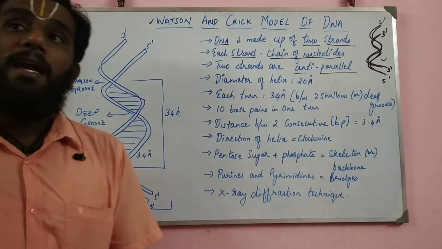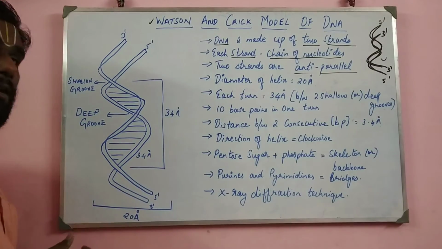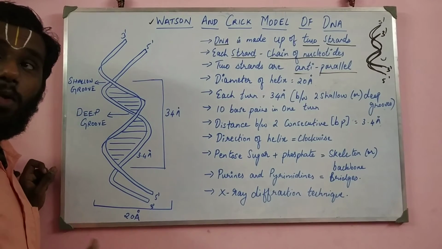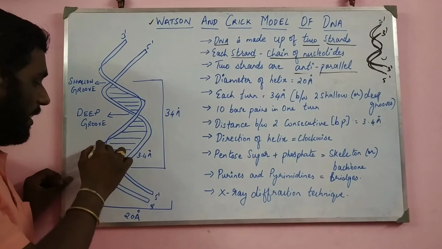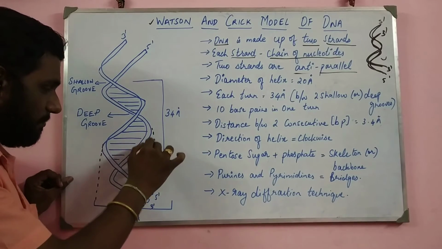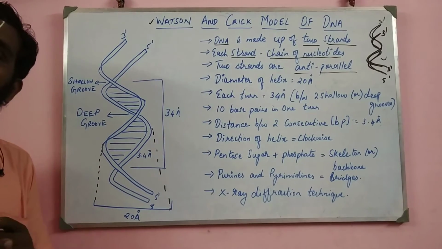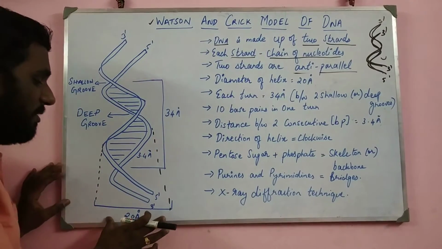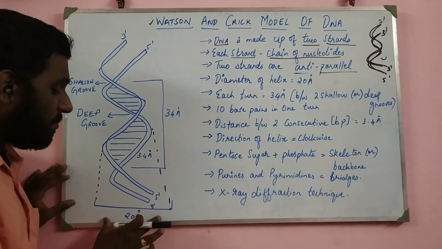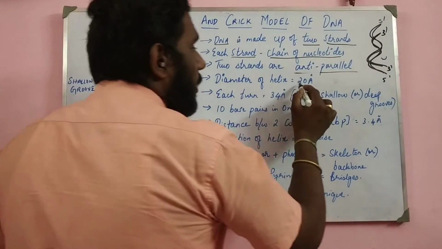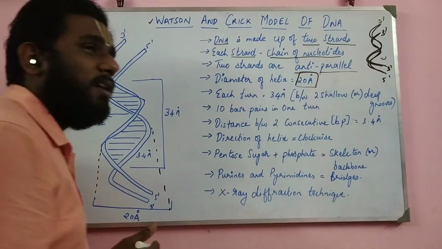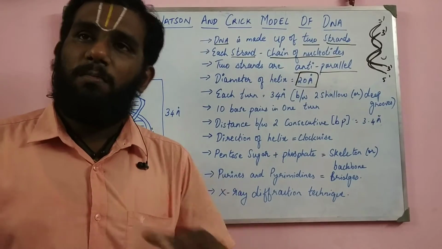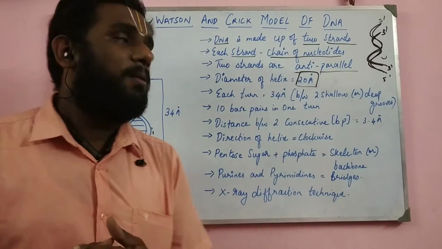The next one, the diameter of the helix. If you look at the double-stranded DNA structure, the total width that it occupies from either end of its bodily structure is called the diameter. The diameter of the Watson and Crick model of DNA is 20 angstrom. And you all know angstrom is the unit that is used for measuring small atoms and molecules. It is a molecular SI unit. So you will be learning about more of that in chemistry.